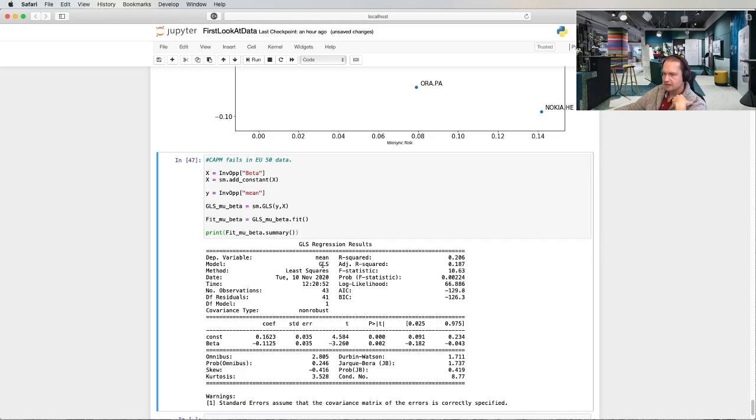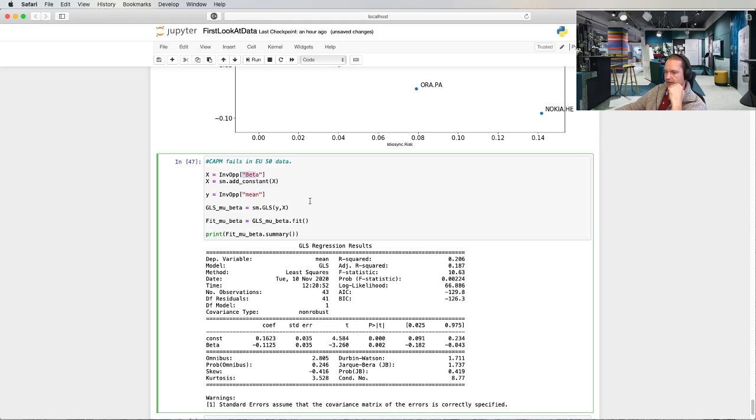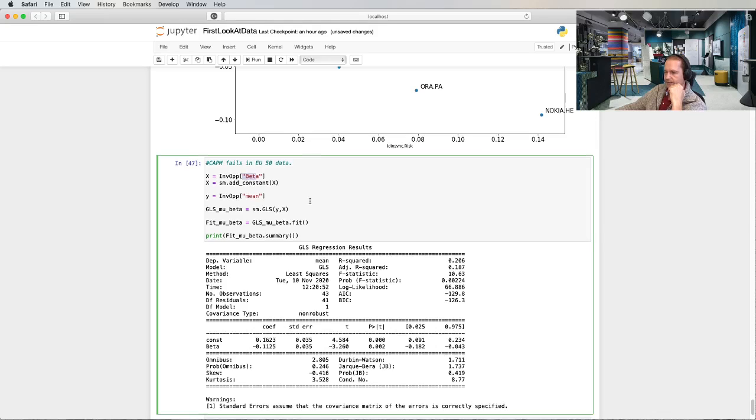Are you kidding me? That is not a CAPM regression. CAPM fails. Of course it is. I regress on the beta. Of course it's a CAPM regression. No, wait a minute. It's not a CAPM regression.